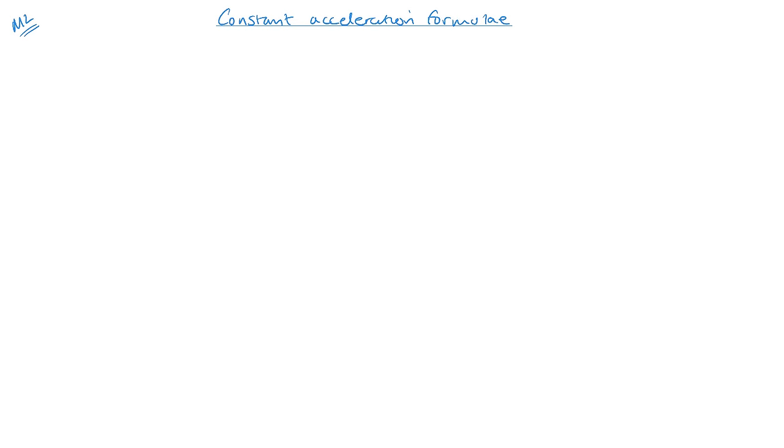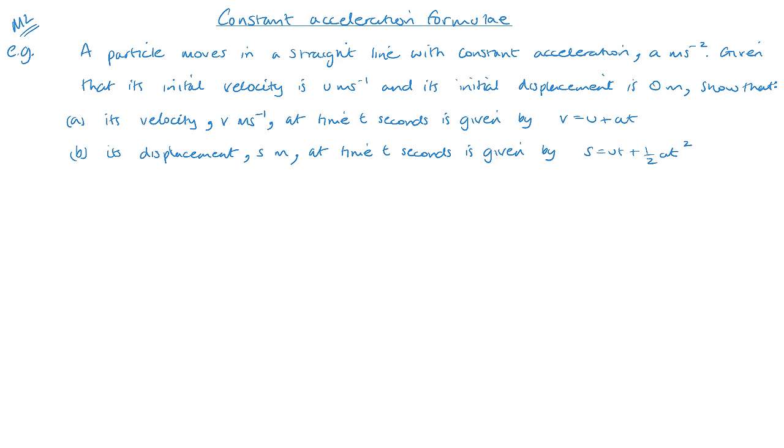So I think the first thing to do is to look at the first example. A particle moves in a straight line with constant acceleration a, given that its initial velocity is u, and its initial displacement is 0. Show that its velocity v at time t is given by this, and then show the displacement.